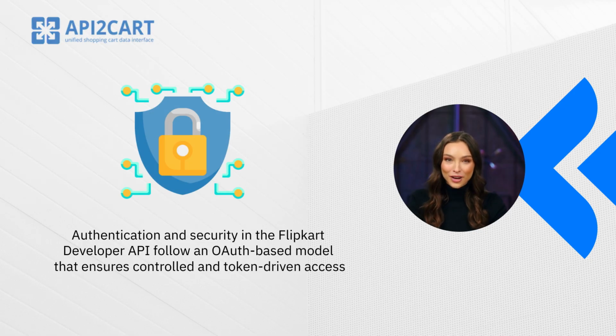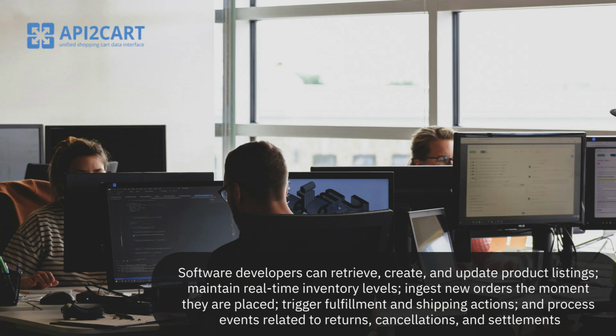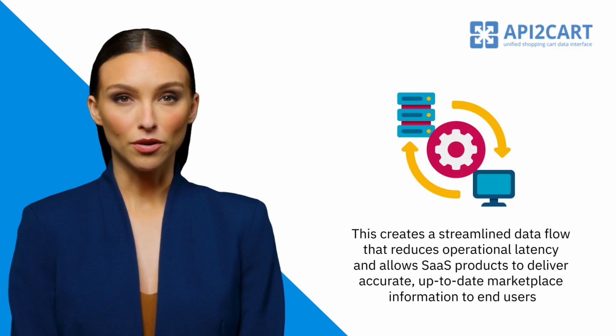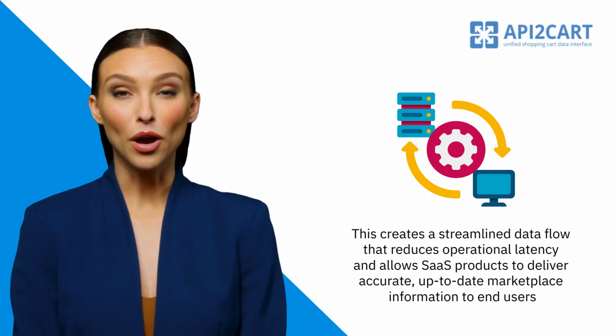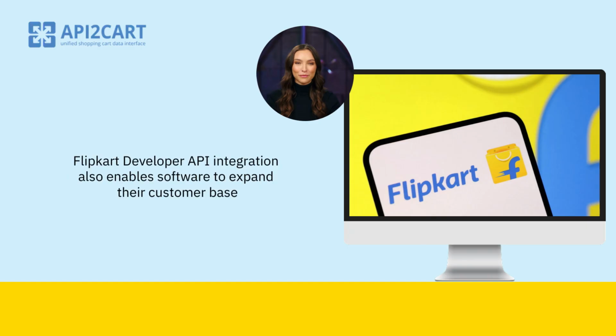Authentication and security in the Flipkart Developer API follow an OAuth-based model that ensures controlled and token-driven access. Software developers can retrieve, create, and update product listings, maintain real-time inventory levels, ingest new orders the moment they are placed, trigger fulfillment and shipping actions, and process events related to returns, cancellations, and settlements. This creates a streamlined data flow that reduces operational latency and allows SaaS products to deliver accurate, up-to-date marketplace information to end users. Flipkart Developer API integration also enables software to expand their customer base.